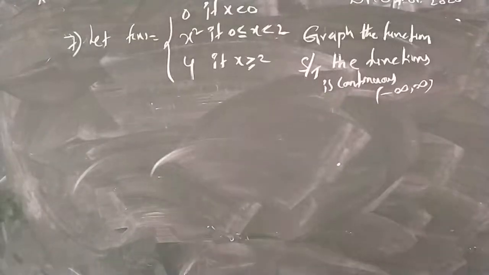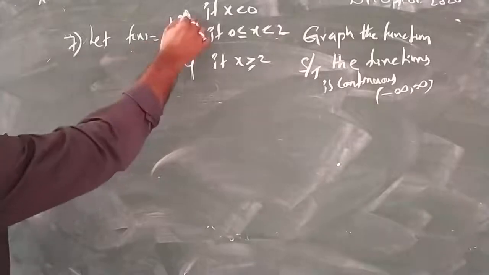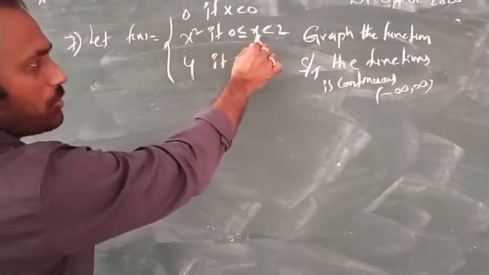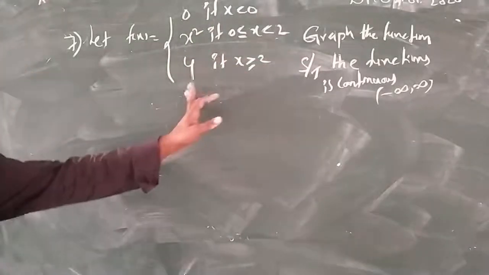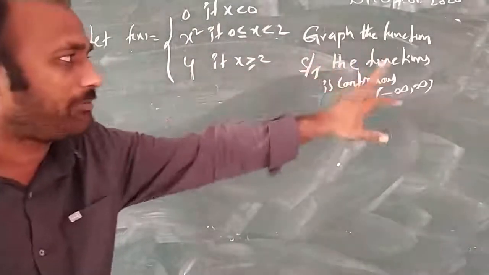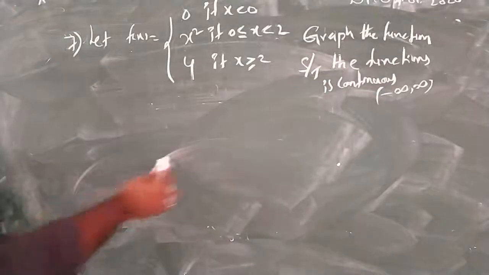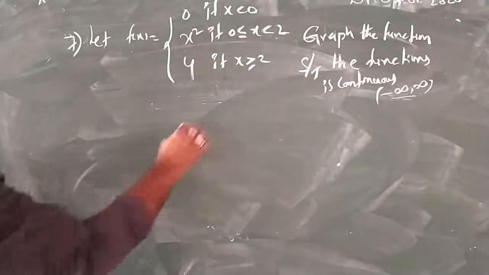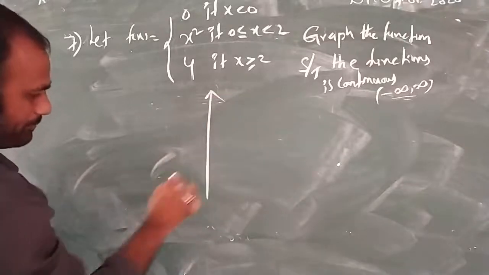Let us see the seventh question. Let f of x is equal to 0 if x less than 0, x square if 0 less than or equal to x less than 2, 4 if x greater than 2. We need to graph the function and we need to show the function is continuous for every real number. So first let us start to draw the graph here.